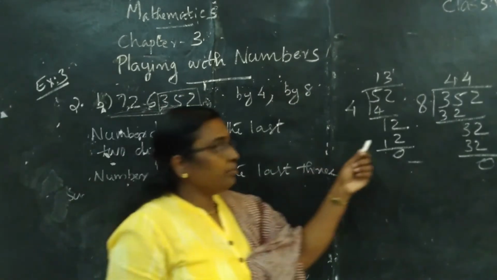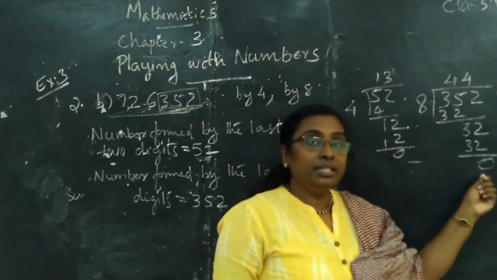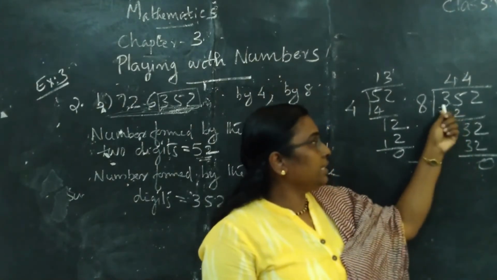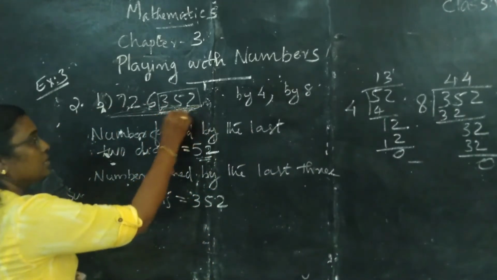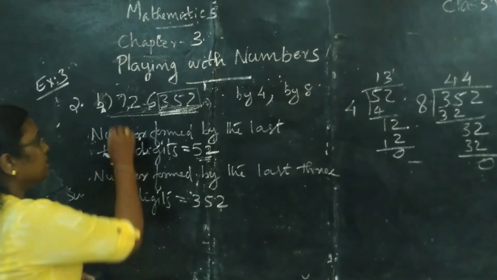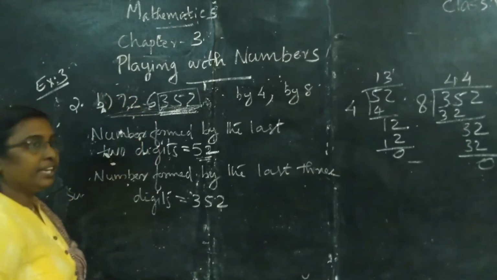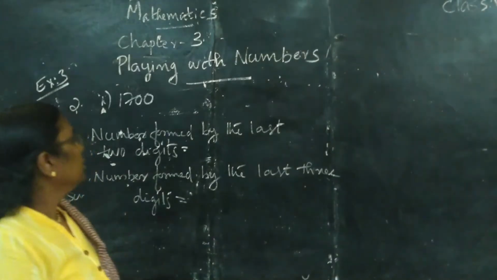Then divide this number by 8. We get the remainder 0. Therefore, we can say that this number is divisible by 8. Since the number formed by the last 3 digits is divisible by 8, the given number is also divisible by 8. Okay?